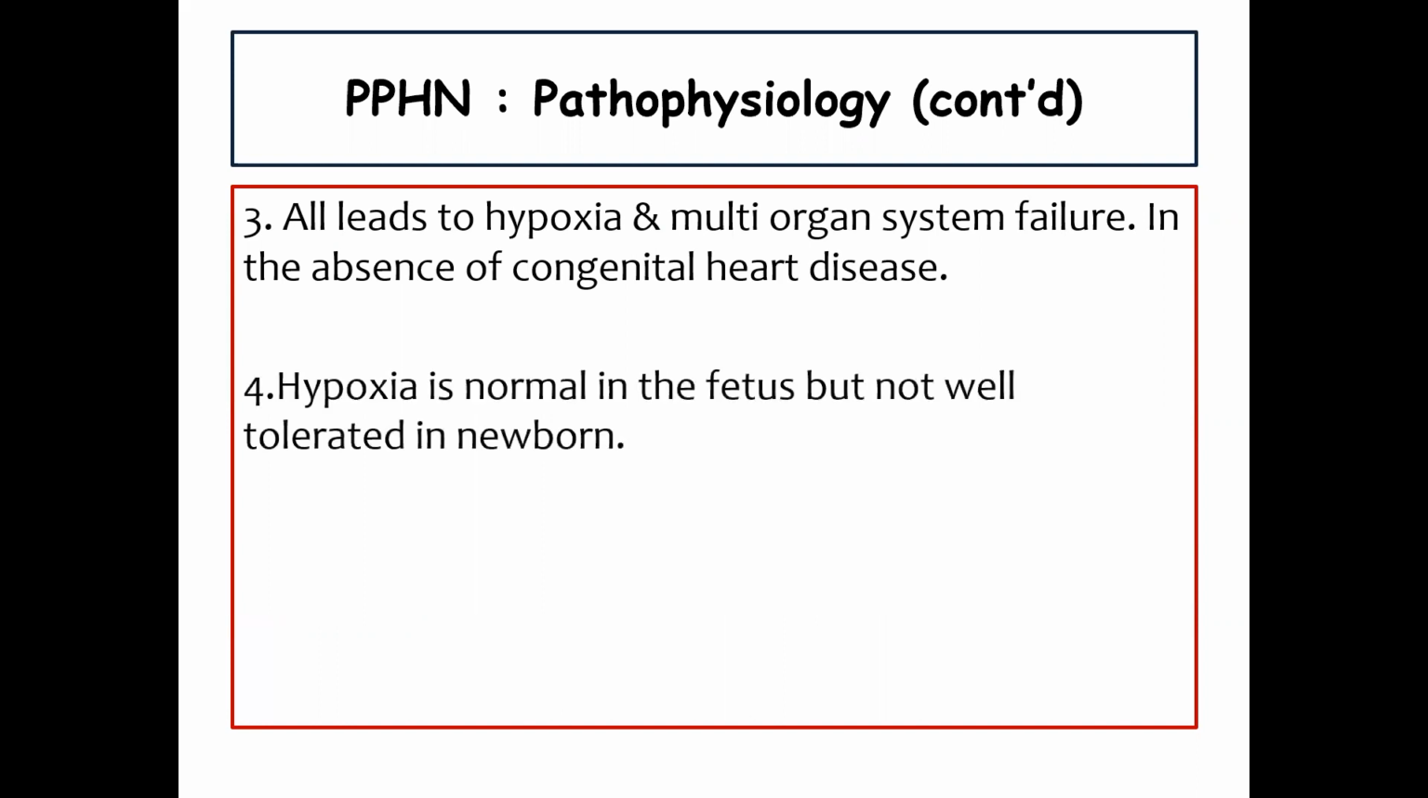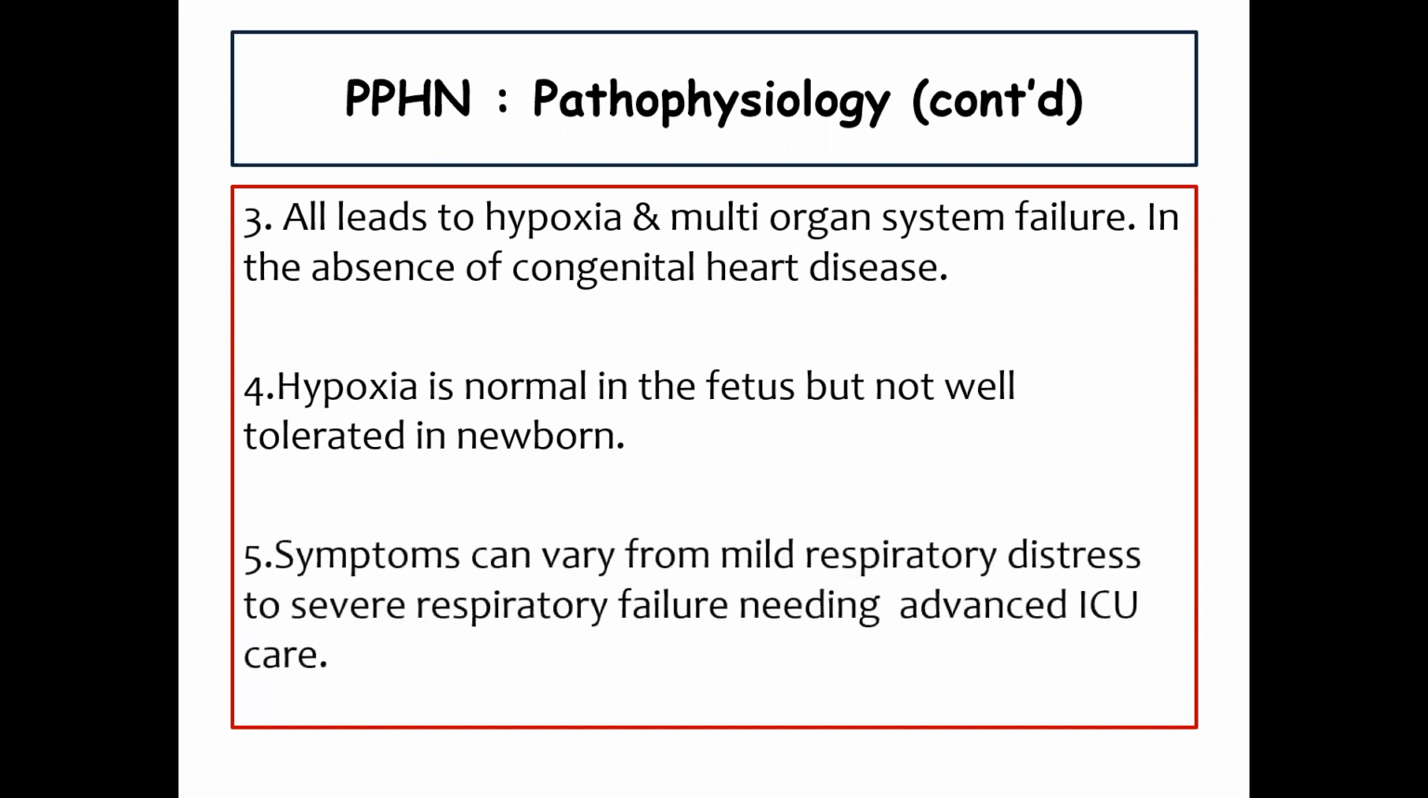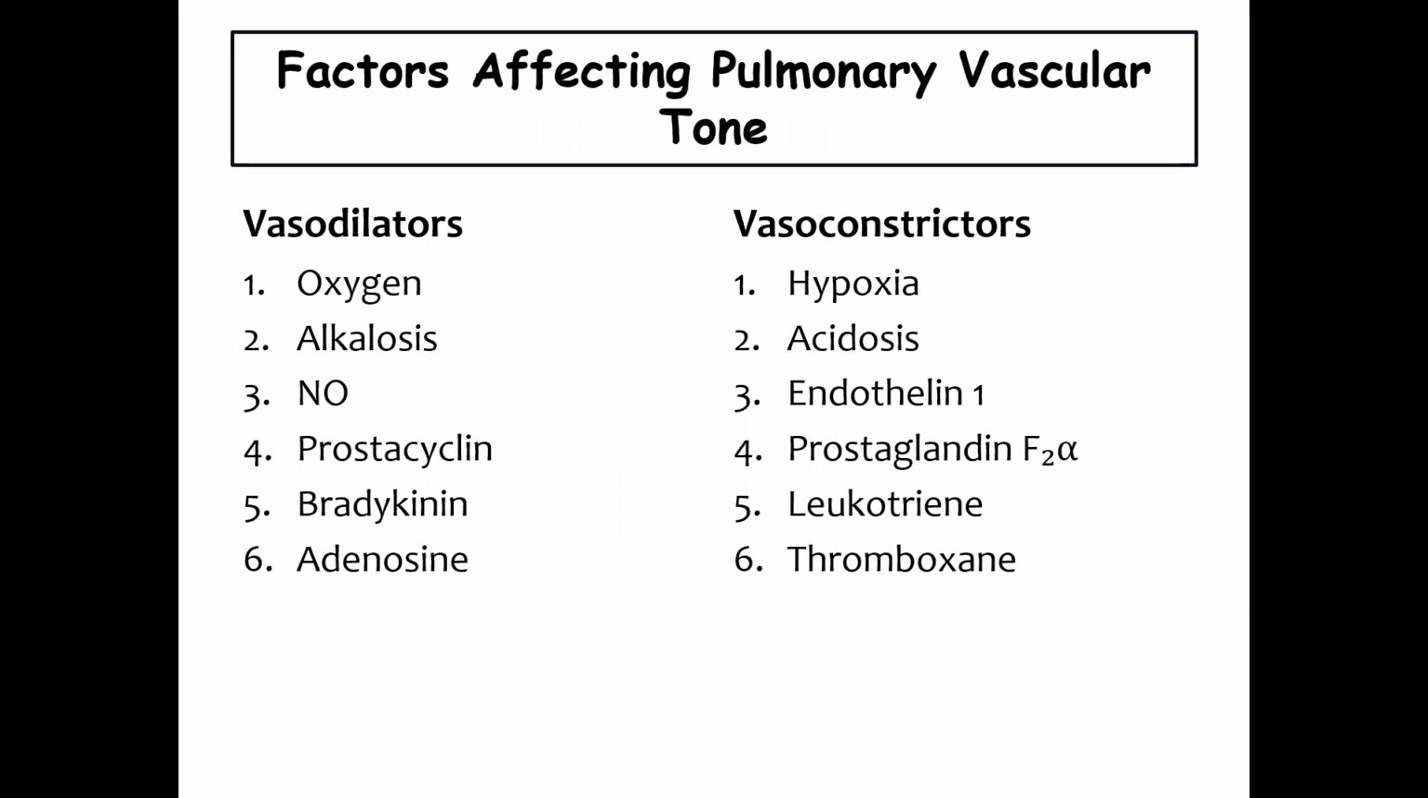And we must remember that we must be able to demonstrate the presence of hypoxia in the absence of any other alternative explanation, particularly a cyanotic congenital heart disease. And hypoxia, although it may be well tolerated by the fetus, may not be well tolerated by the newborn, and hence this can result in decreased blood flow to the vital organs and multi-organ dysfunction, with varied symptomatology varying from mild respiratory distress to severe hypoxic respiratory failure needing ICU care.